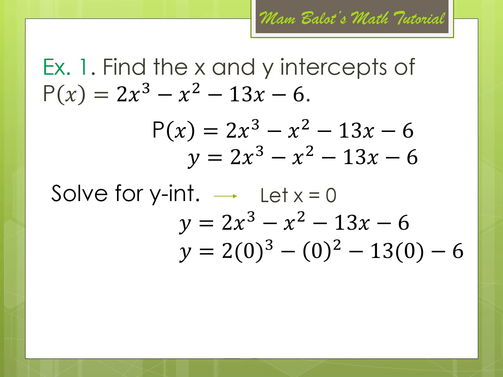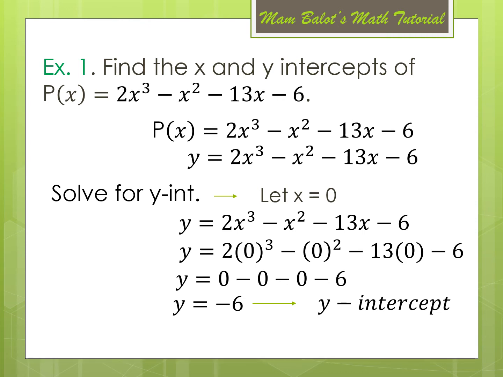To solve for the y-intercept, we will substitute x equal to 0. That becomes 2 times 0 cubed minus 0 squared minus 13 times 0 minus 6, which becomes 0 minus 0 minus 0 minus 6, which is equal to -6. So this -6 is what we call the y-intercept. Observe that our y-intercept is always the constant term a sub 0 because we substitute all the variable x with 0.